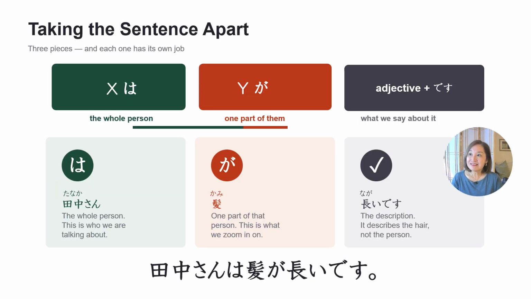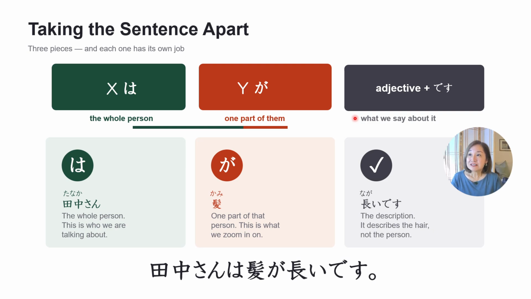So let's see how this new sentence pattern works. Here is the shape. Three boxes. 1, 2, 3. First box: X は is the whole person, the person we're talking about. Second box: Y が is one particular part of that person, the part we're describing. Third box: an adjective plus です, which tells us what that part is like.